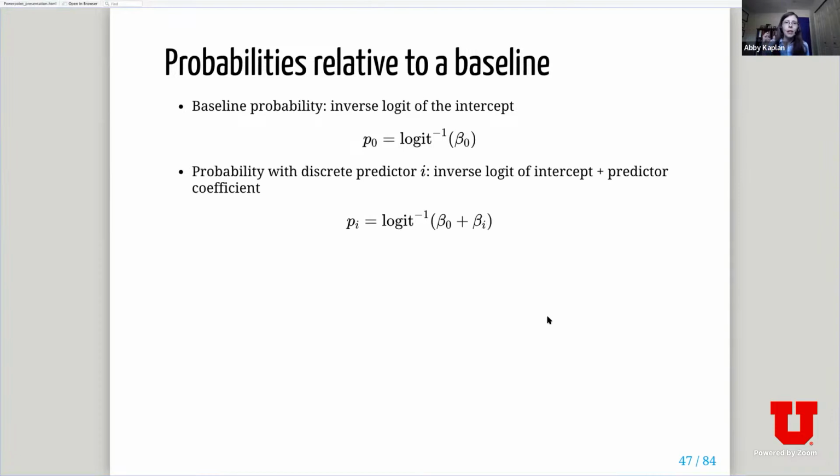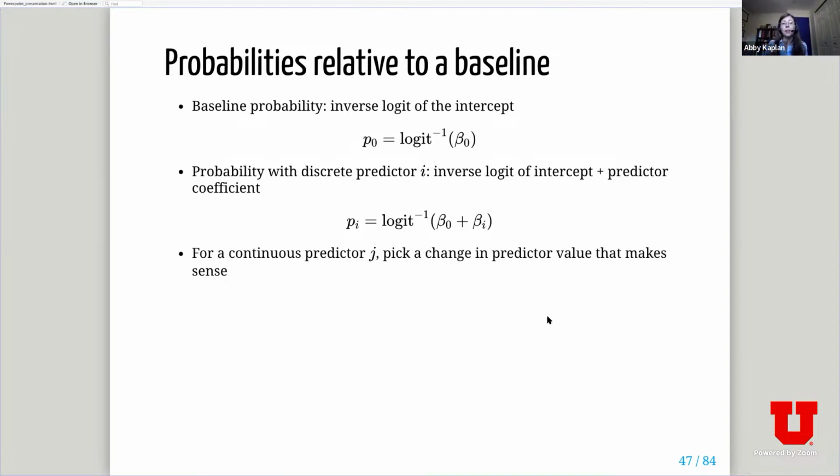Probability number two is the probability of passing the class with some predictor, like if you got tutoring or if you wear glasses. And what we do to get that is we take our intercept, we add our coefficient for that predictor, we take the inverse logit, there's our second probability.